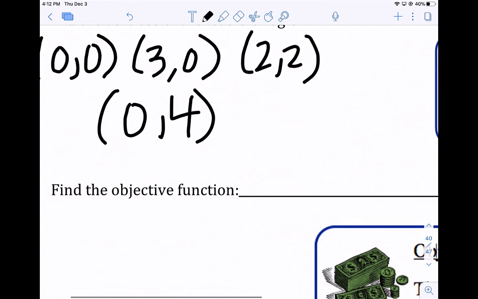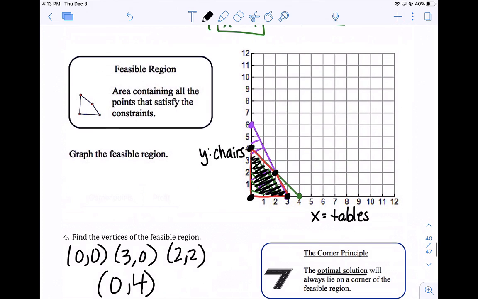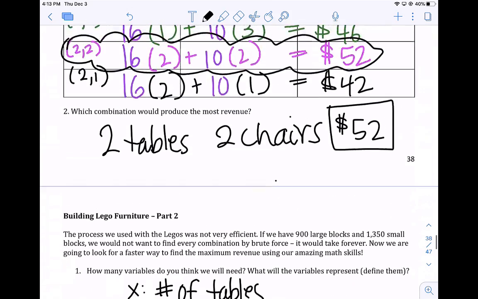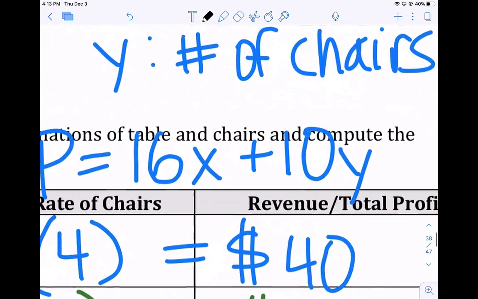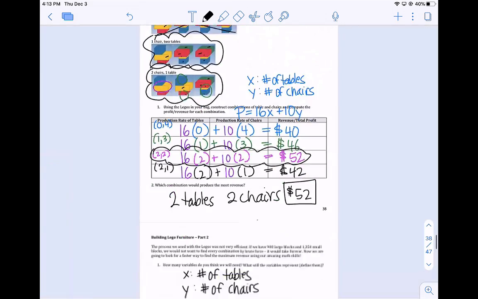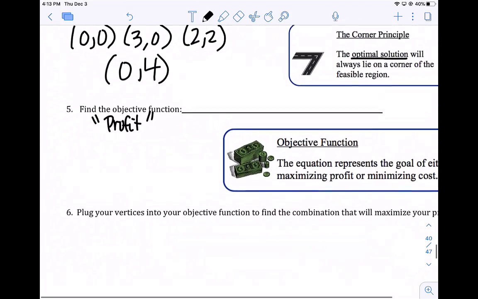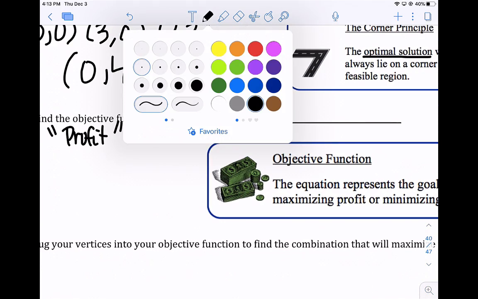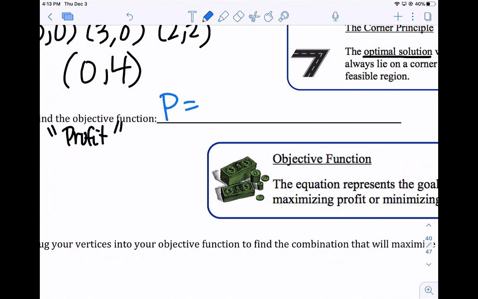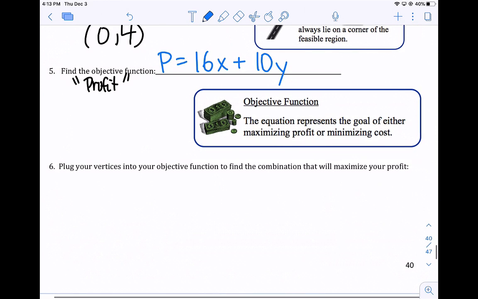The objective function is the profit function. Like, what are we plugging into to figure out maximum profit? And here, our profit function was what we plugged into here, which was $16 a table and $10 a chair. So I'm going to rewrite that. So I'll say P, profit, is $16 for every table, and $10 for every chair. So the objective function is, again, the equation that represents the goal of maximizing the profit or minimizing the cost.